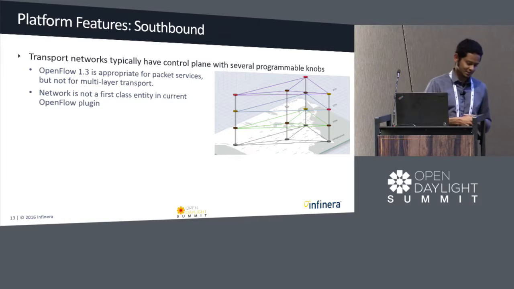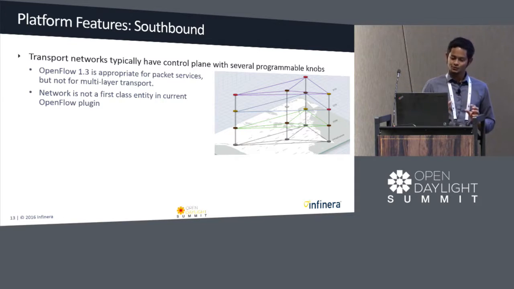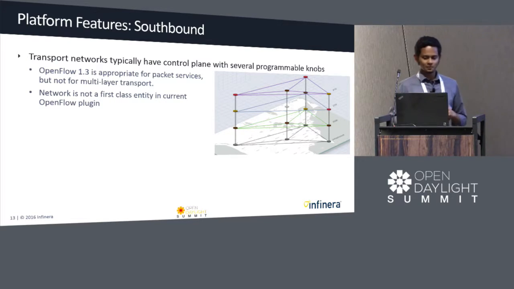And one of the interesting things to note is that in the case of OpenFlow plugin and also with the OpenFlow, we've been noticing that the network is not a first-class entity, but it's a node. So most of these behave at node level, while transport networks work at a network level. What I mean is, in the example I have here, it says Ethernet, OTN, which stands for Optical Transport Network, WDM, which is Wavelength Division Multiplexing. So it's layer 2, layer 1, layer 0.